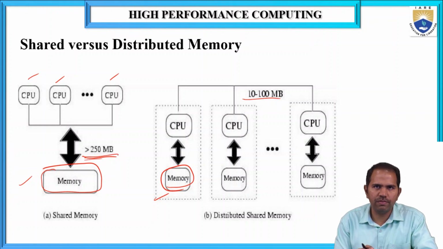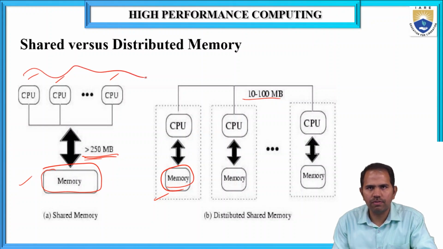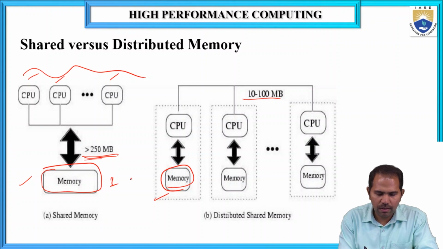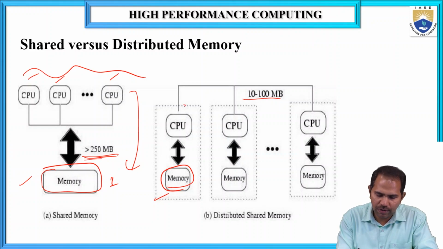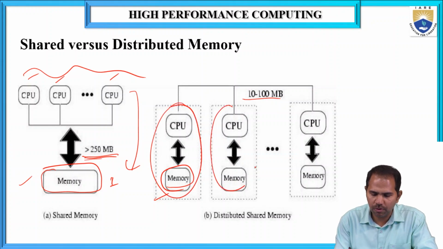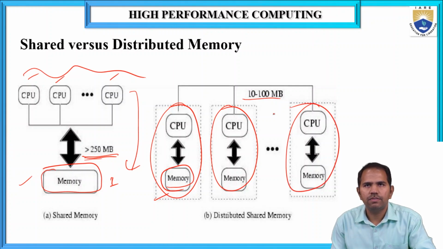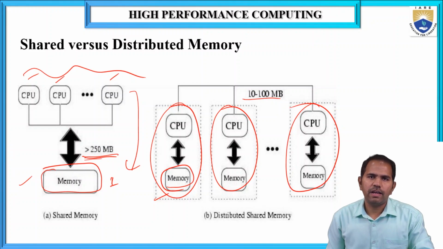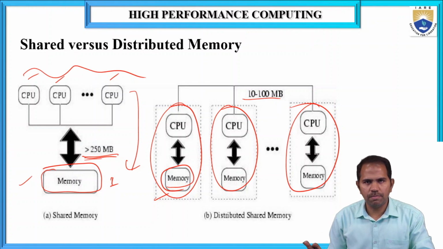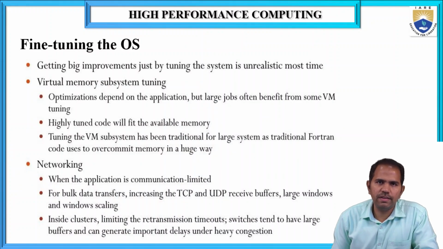So here, the difference we observe is that a single memory can be shared with all CPUs. This memory has to be shared with all CPUs. Now, coming to the distributed environment, each and every CPU has its own memory. That is the concept: shared versus distributed memory. So these concepts differentiate a conventional multiprocessor from clusters. And then, fine tuning the operating system. The next thing is tuning.